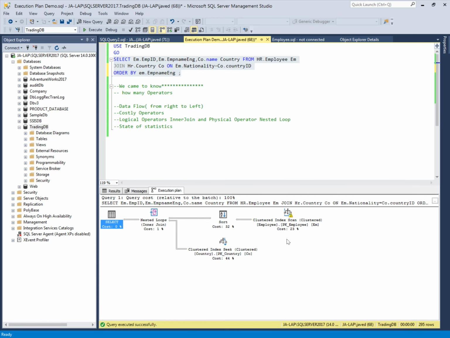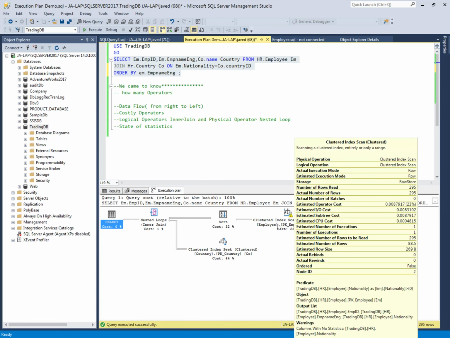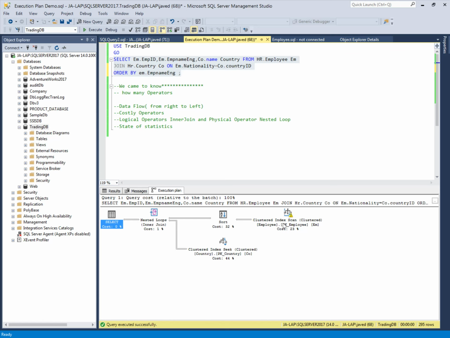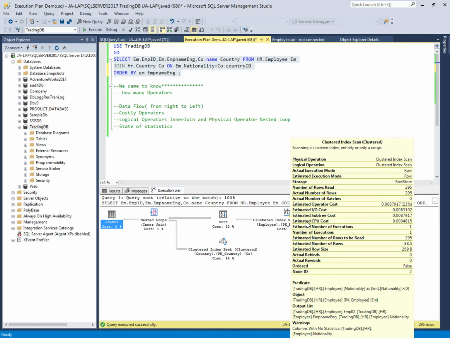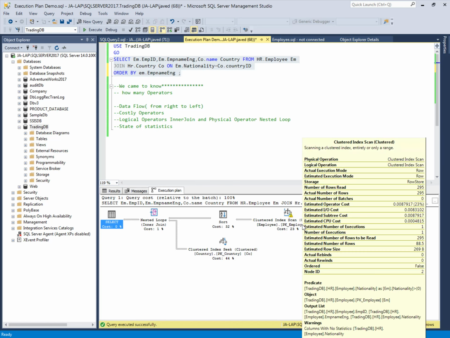This is the actual execution plan, and it looks almost the same. If we study these operators, we know that the data in this execution plan flows from right to left and from top to bottom. So the first operator is the clustered index scan. Here the physical operation is clustered index scan, the logical operation is also clustered index scan, the estimated execution mode is row, and the storage is also row.